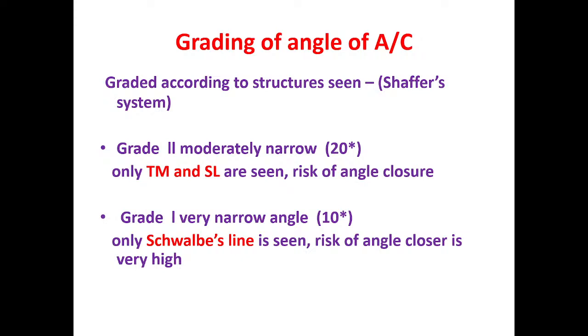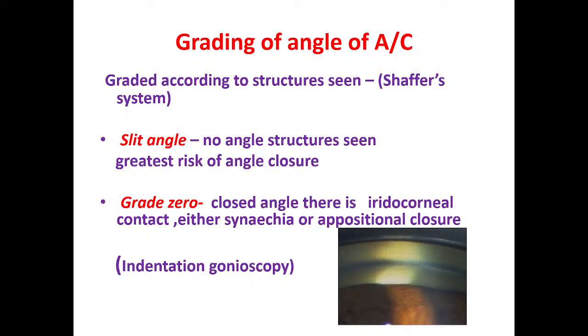If nothing is visible, even Schwalbe's line is not seen, then it is known as a slit angle. We see an opening recess, but there is no structure visible. There is a recess seen between the root of the iris and the cornea, but no structure visible and no contact, called a slit angle, where the risk of closure is very high because nothing is visible. Or there can be contact between the two, the iris in contact with the periphery of the cornea, known as a zero angle. Correct? So grade 0 is when there is iridocorneal contact.